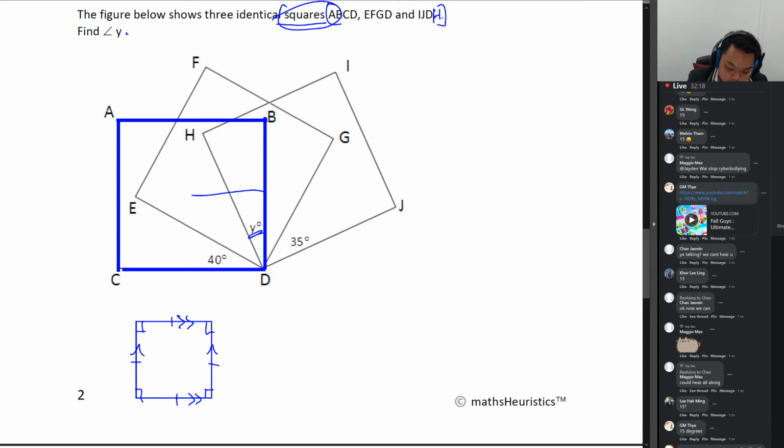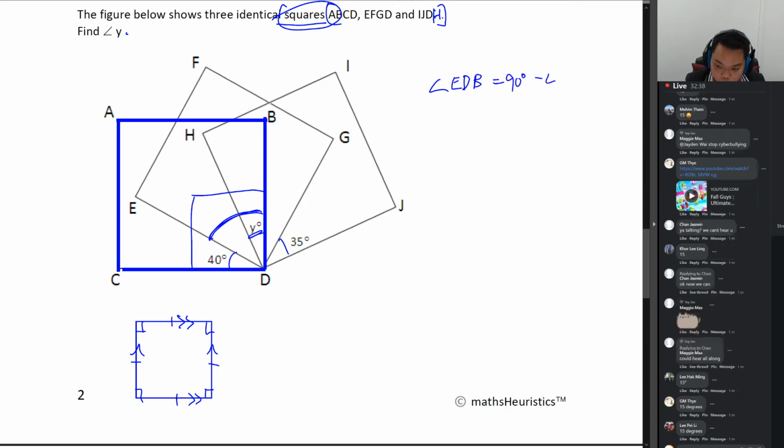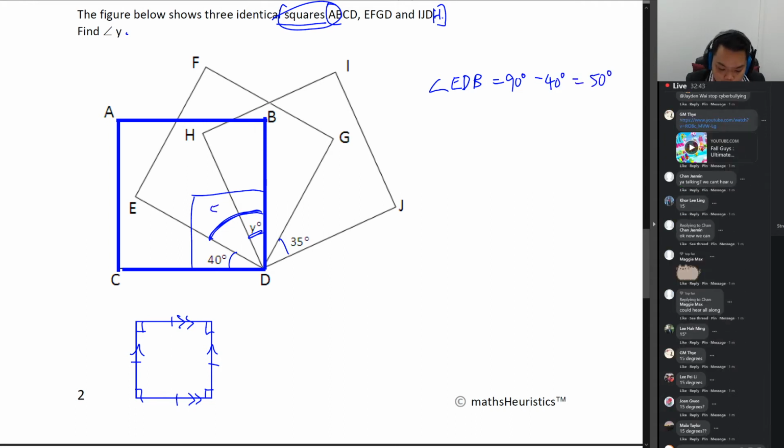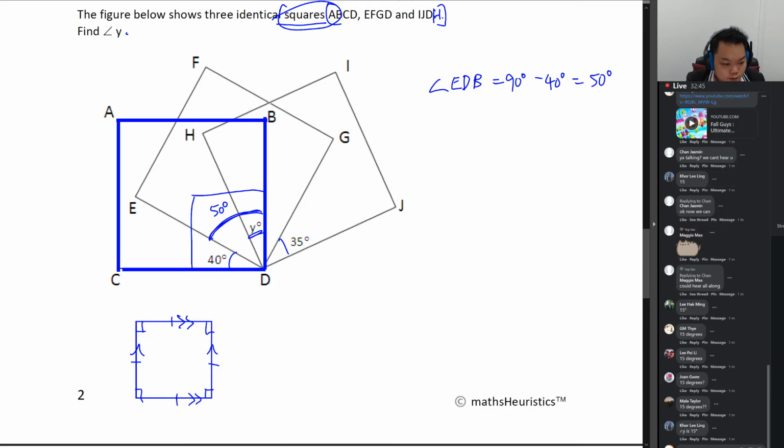If we look at this square over here, this entire angle is 90 degrees. This angle here is 40 degrees. This angle here is 35 degrees. So it follows that this angle EDB must be 90 degrees minus 40 degrees, which will give you 50 degrees.